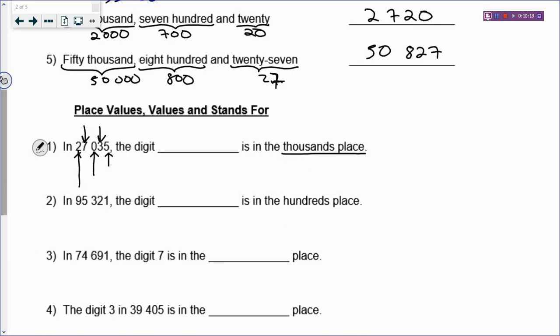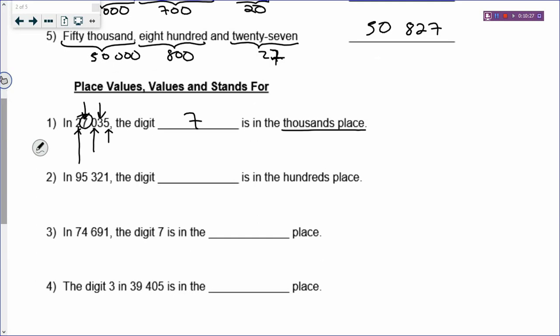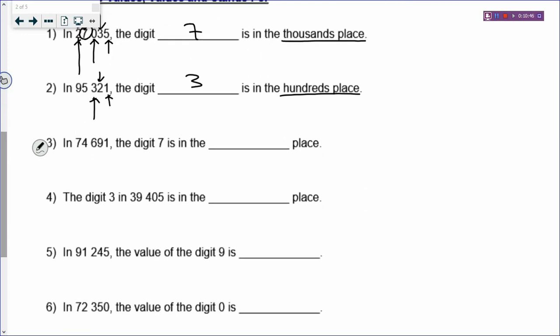So which digit is in the thousands place? That will be 7, right? The 7 is in the thousands place. All right, now in 95,321, which digit is in the hundreds place? So let's compare. You have ones, the ones place, then tens, and then the hundreds place. So the digit 3 is in the hundreds place. Okay, now in 74,691, the digit 7 is in the what place?